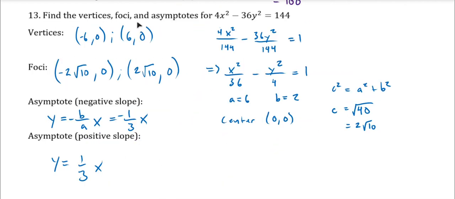Question 13 asks about the vertices and asymptotes of a certain general form equation, which we can put in standard form just by dividing by 144. This gets us a and b values, as well as being able to see that our center is at 0, 0. And this in turn lets us solve for c, which tells us where our foci are.